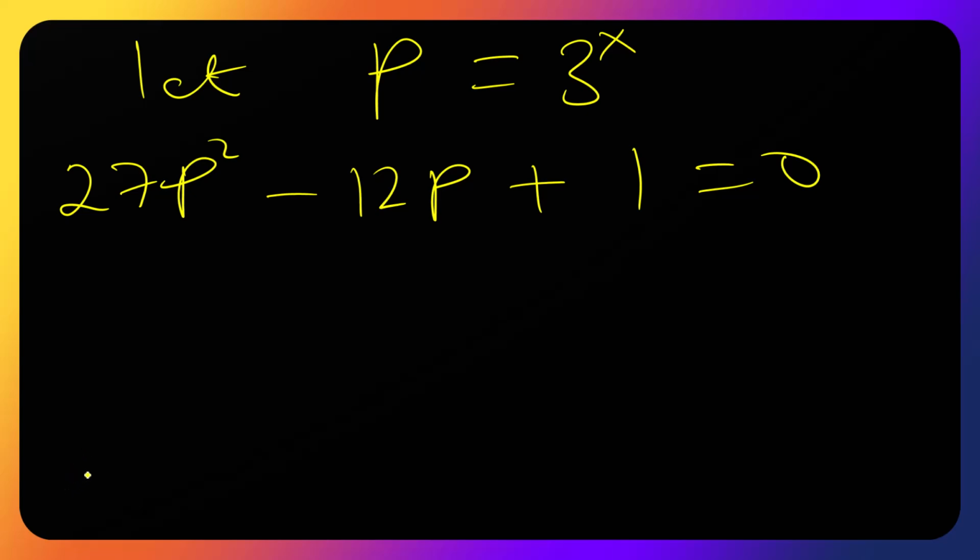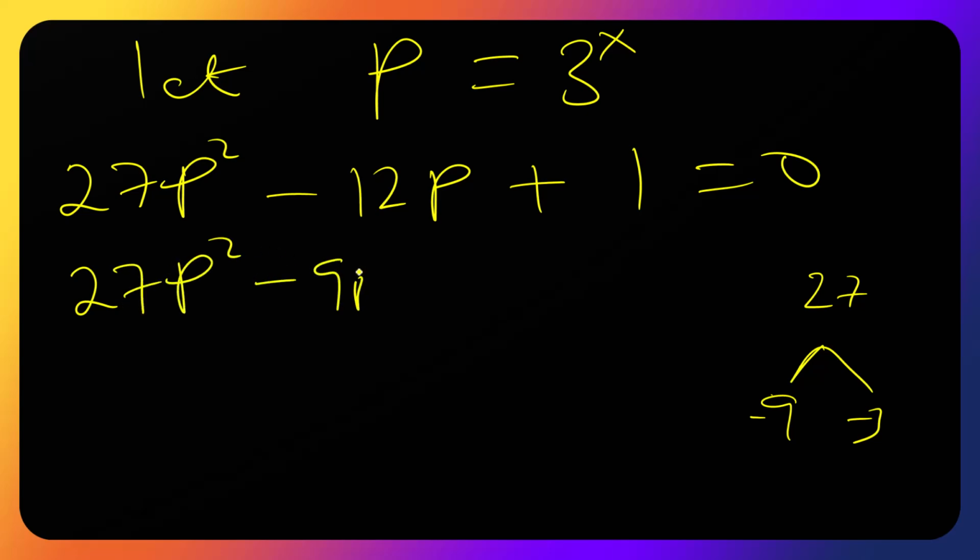All right. So let's look at this. 27 times 1 is 27. So let's find two numbers that when we multiply them, we get this, but when we add, we get minus 12. So 9, 3, 27. 9 plus 3 is 12. This side is minus, so minus, minus. This plus this will be minus 12. So we have 27p squared minus 9p minus 3p plus 1 equal to 0.